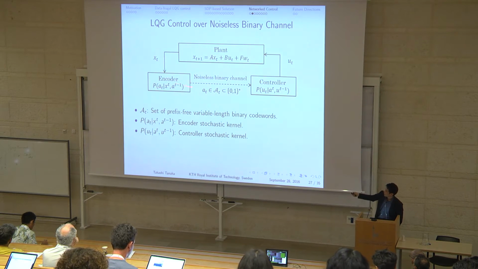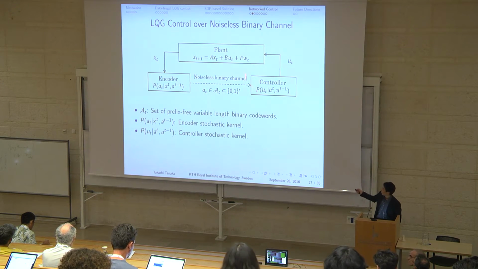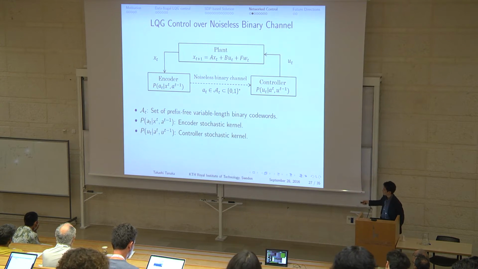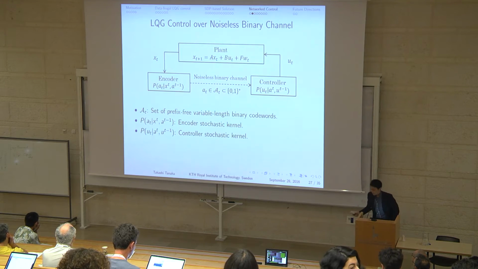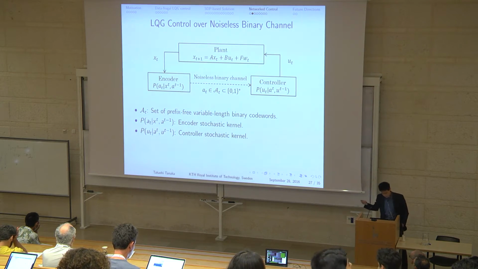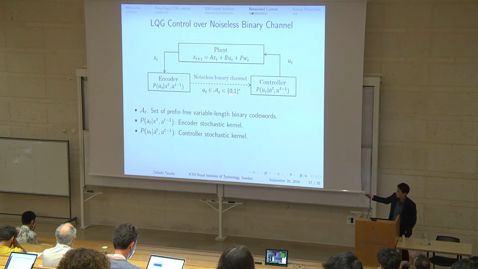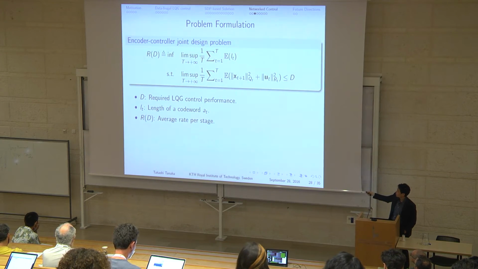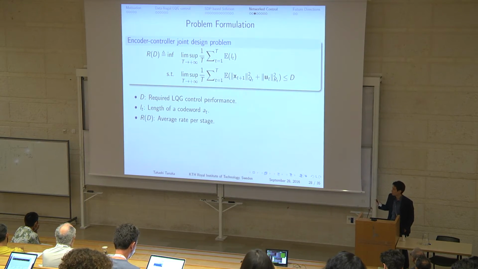And we are assuming that both encoder and controller have memory, and that's why we'd like to model these two objects as, again, conditional probability distributions. And the design purpose is, again, to minimize the data rate, which is actually, so this L is the expected code word length.